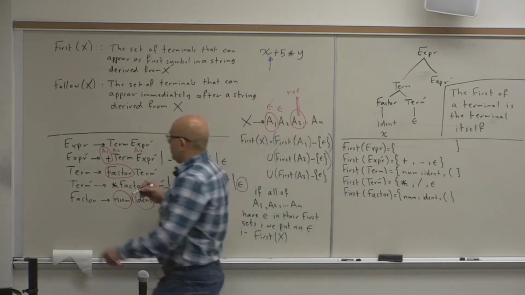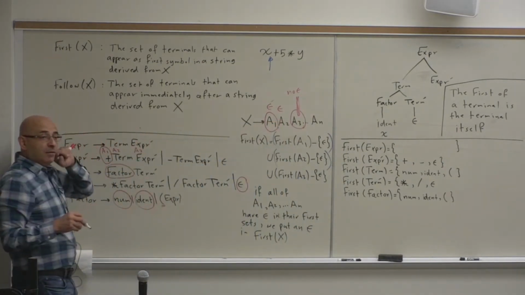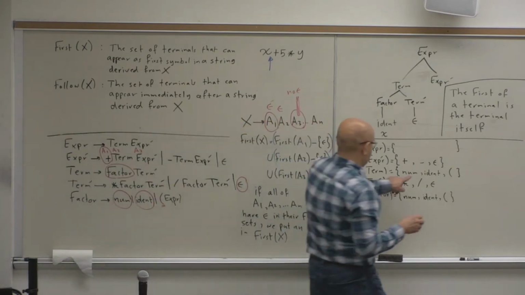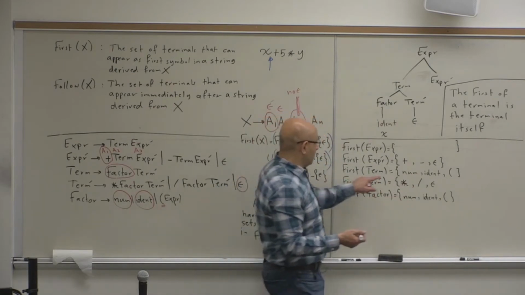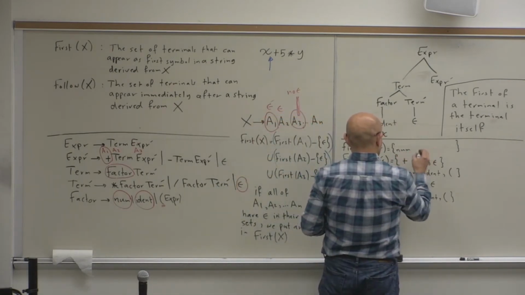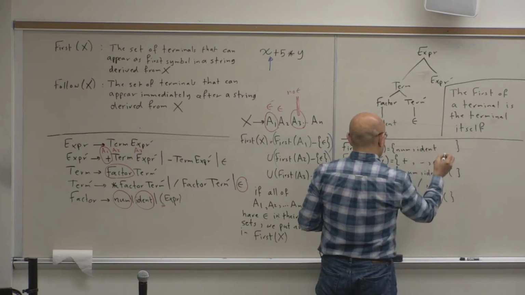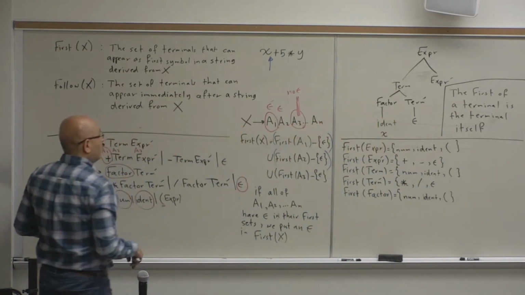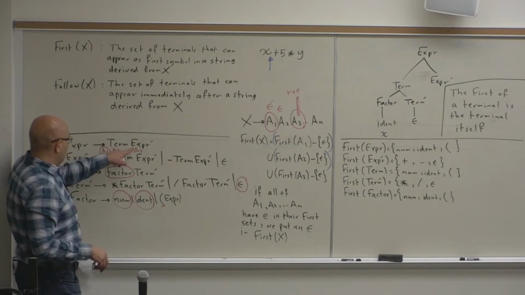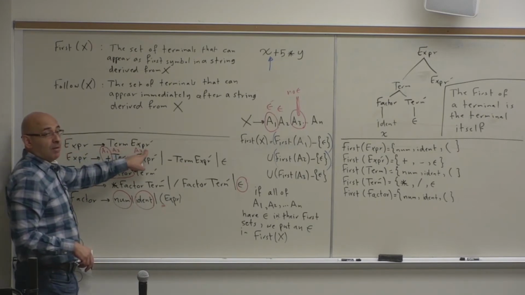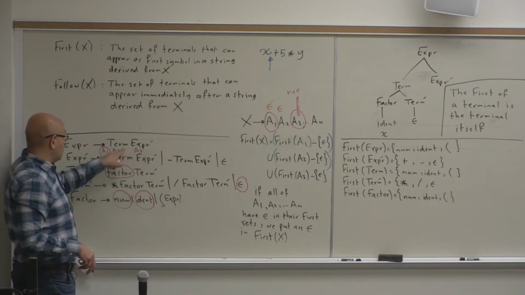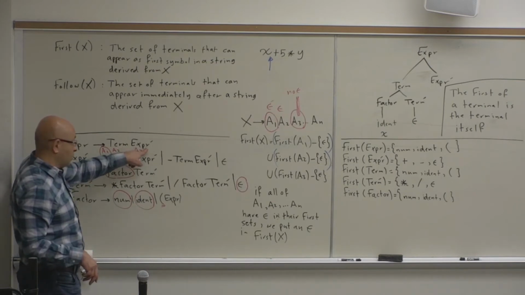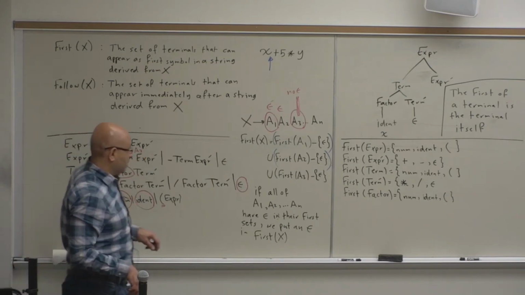Now for expression, what should I look at for the first set of expression? First of term. And first of term is known. That's why it's good to do it bottom up. First of term is number, identifier, and open parens. Now, should I consider the first of expression prime? Why not? Because term does not have an epsilon in its first set, so I shouldn't consider the first set of expression prime.